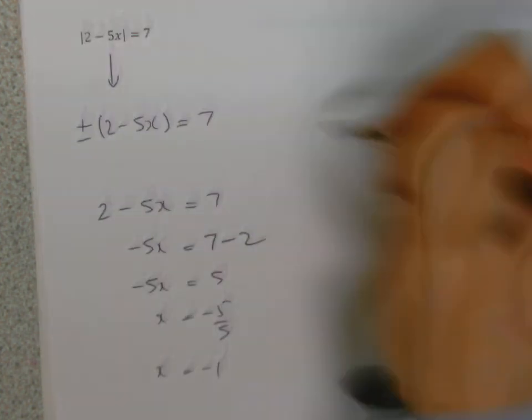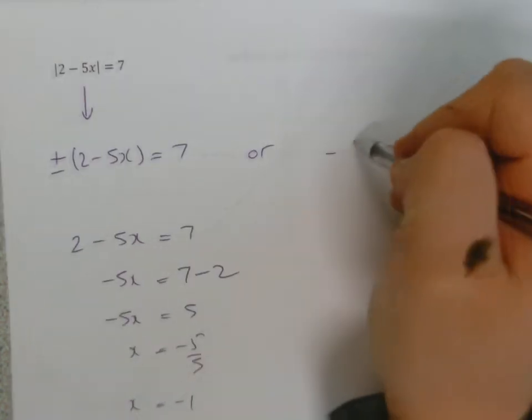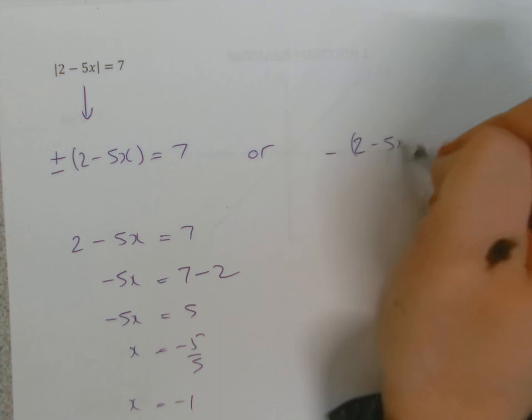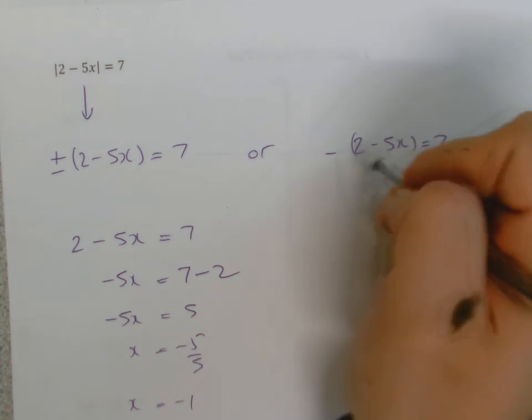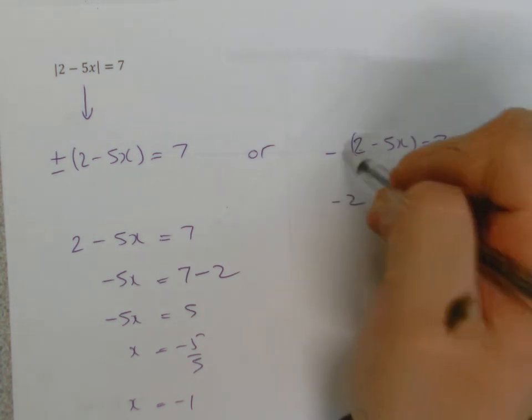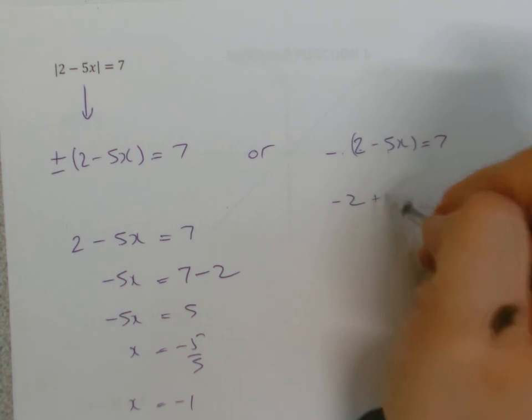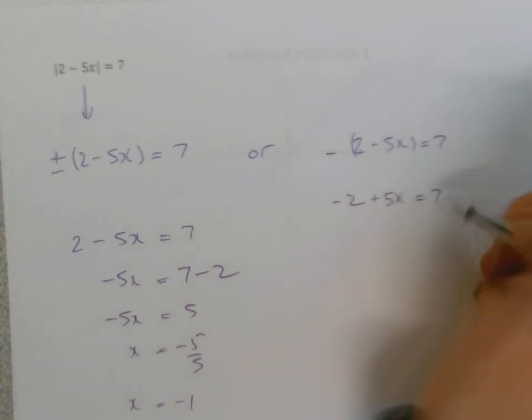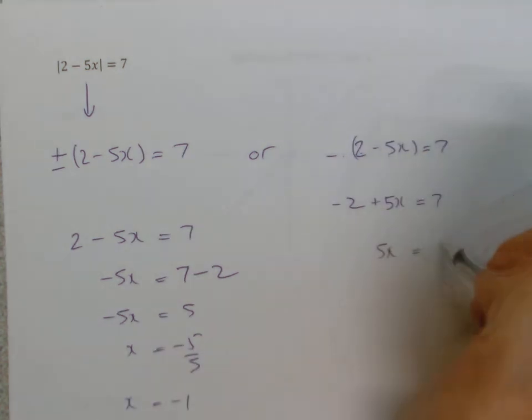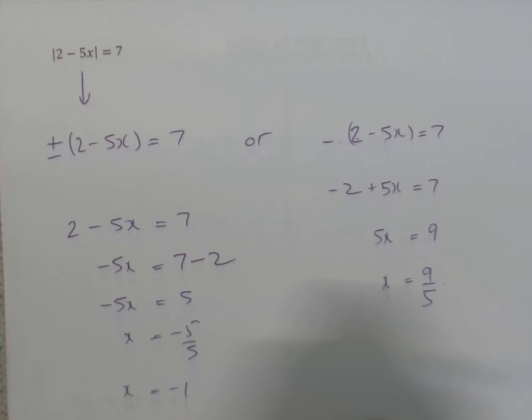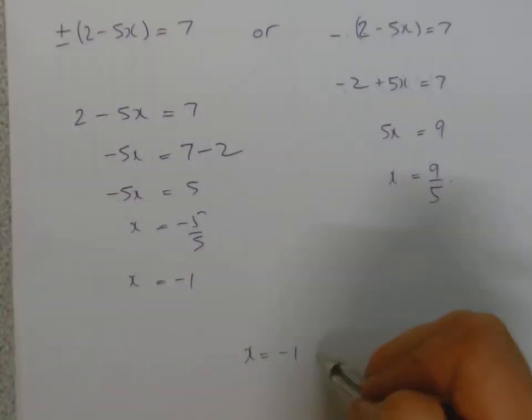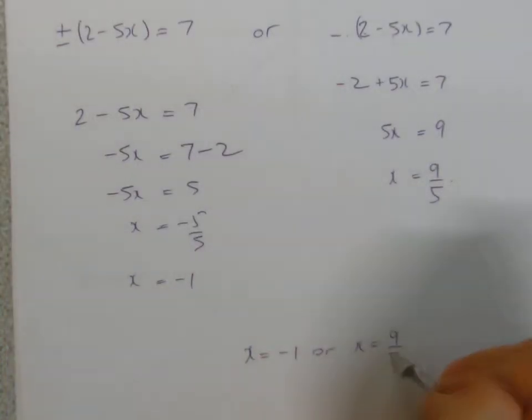Or, the other option, you take the minus through. Minus times 2 is minus 2. Minus times minus 5x turns to a plus 5x, doesn't it? So 5x then would equal 9. You take that minus 2 over, and then x will equal 9/5, and you're done. So those are your two answers. x equals minus 1, or x equals 9/5.